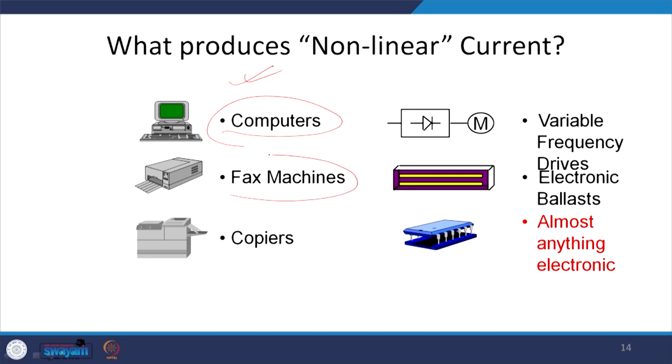Same way for fax machines, photocopy machines, copiers, or variable frequency drives, V by F control drives, or you may have an electronic ballast. Almost any electronic component generally requires a regulated DC supply, and thus you need to convert AC to DC, and you inject high harmonics. So, this is the way you can see it.